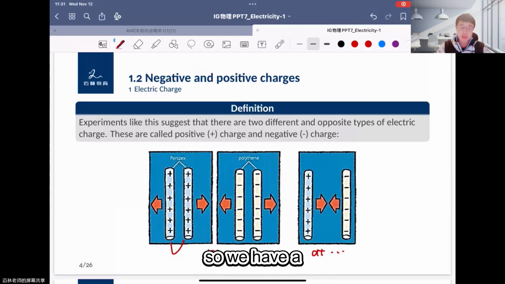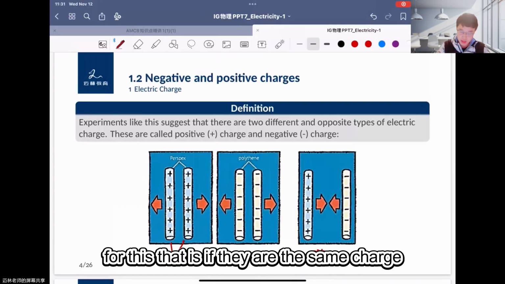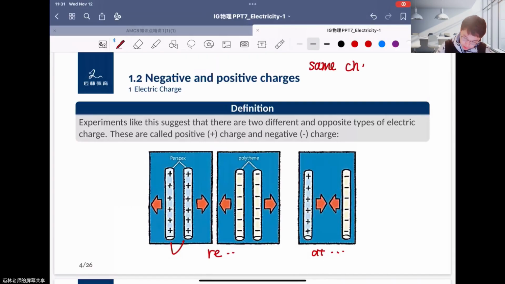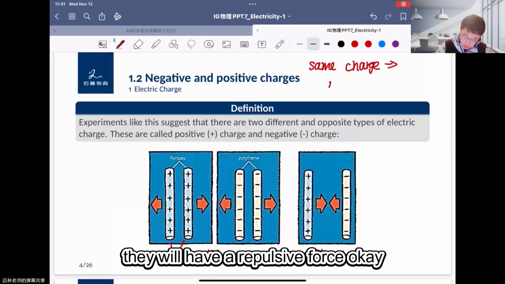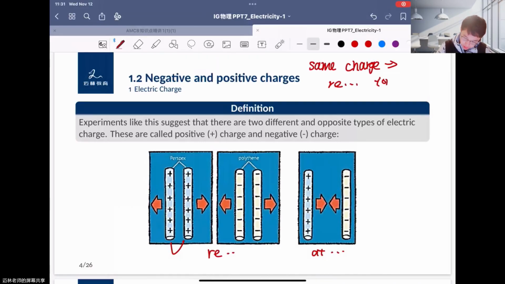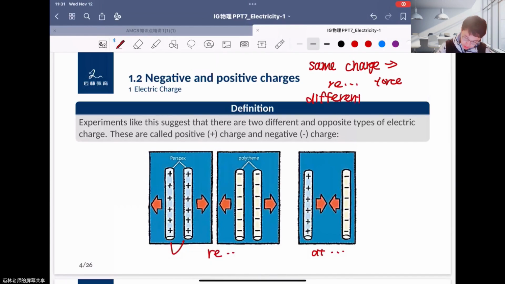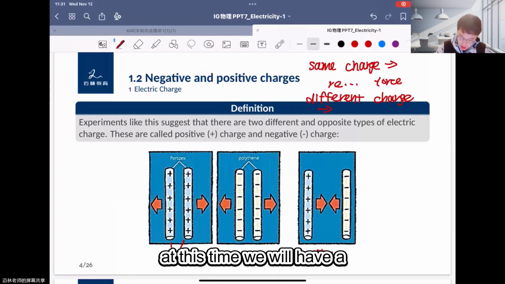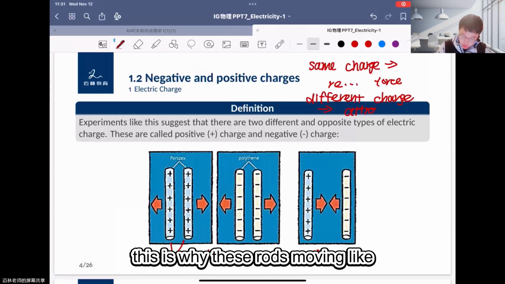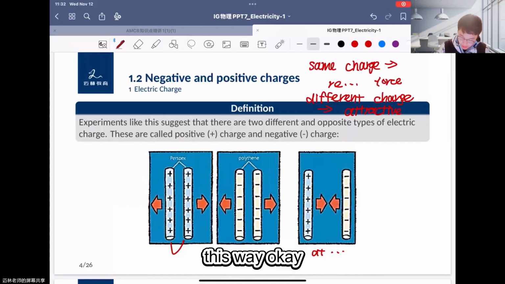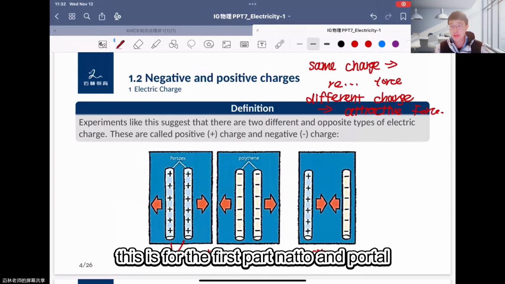So we have a conclusion: if they are the same charge, they will have a repulsive force, and if they have different charges, we will have an attractive force. This is why these rods move this way. This is the first part, negative and positive charges.